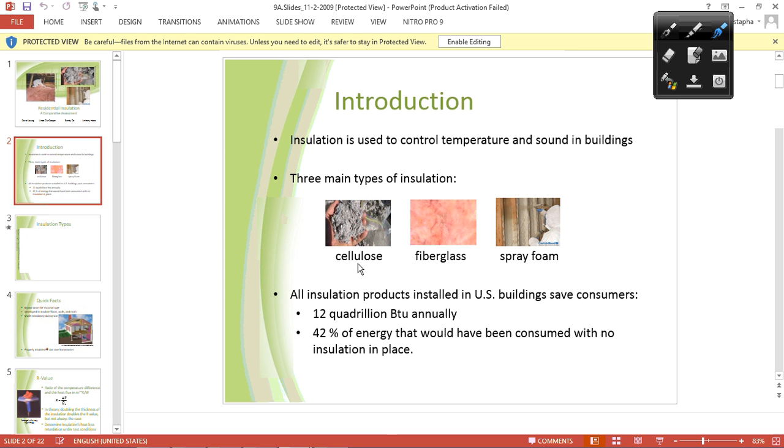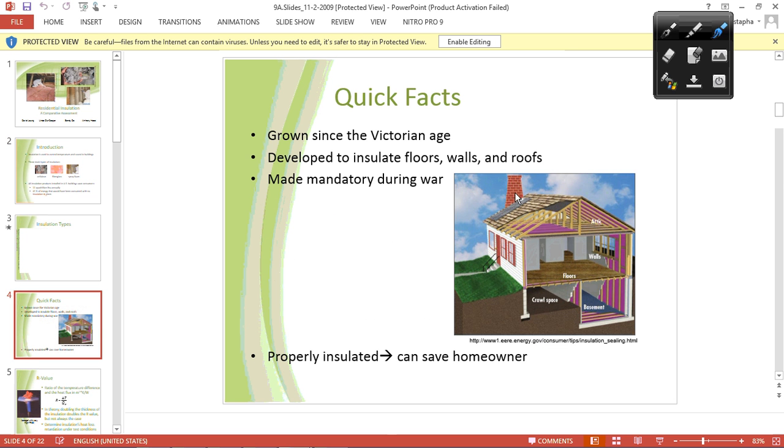Three main types of insulation are cellulose, fiberglass, and spray foam. The cellulose is used to reduce heat transfer, and also the fiberglass, also the spray foam. And also we can have some facts about what we use the insulator for in our homes. Grown since the Victorian age, developed to insulate floors, walls, and roofs. You can see in the picture here, the basement has been insulated, the floor is insulated, and the crawl space is also insulated.